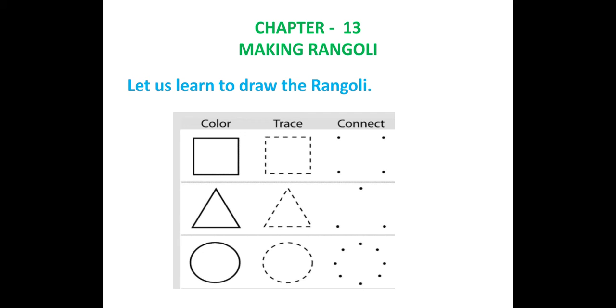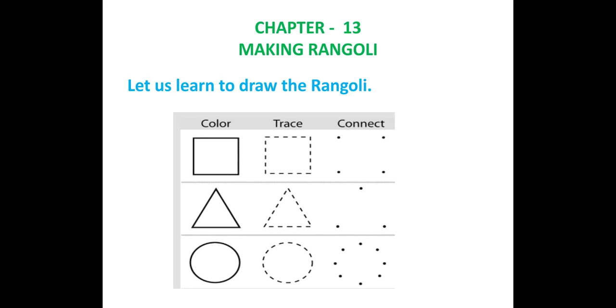Next one is the triangle. What is the spelling for triangle? T-R-I-A-N-G-L-E, triangle. Trace. What is the use of trace?